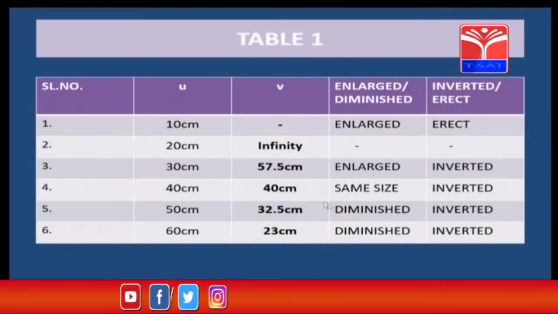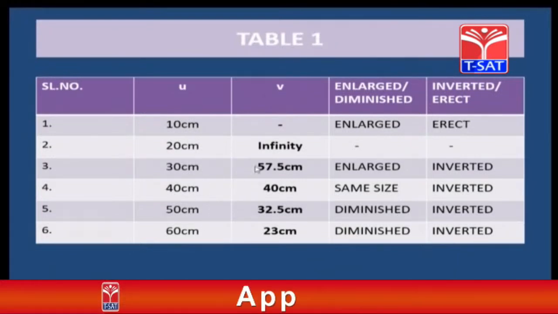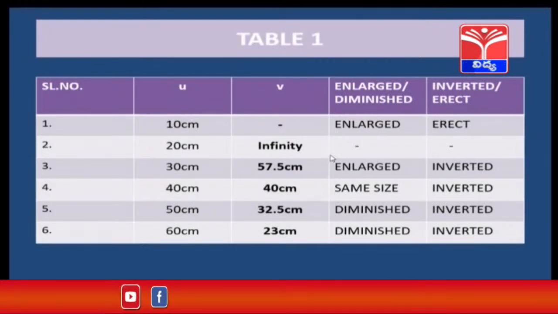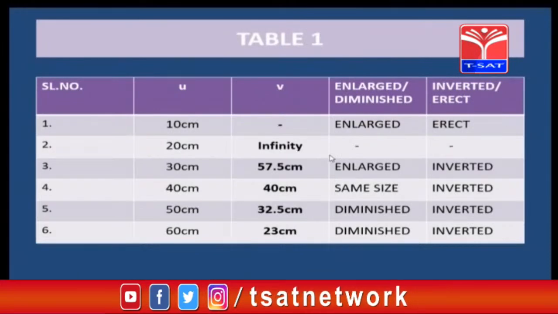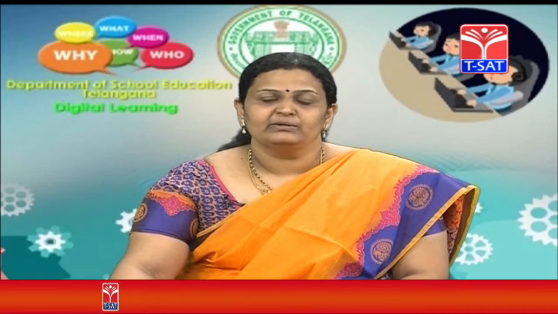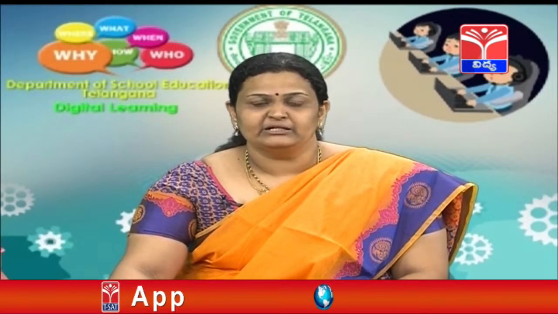So children, when we observe these values, we can say that as the object is moving away from the mirror, the image is getting closer and closer to the mirror. At the same time, its size is gradually getting diminished. Okay children, for this lab activity, we have taken a mirror of focal length 20 centimeters.